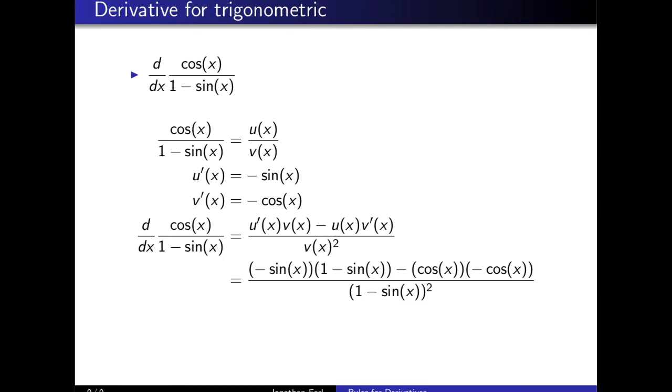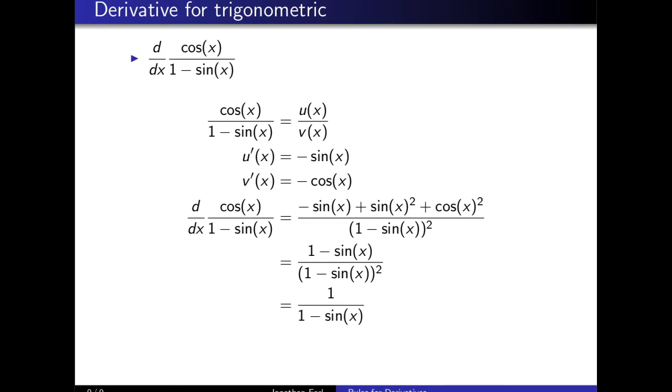So using our quotient rule, we'd get something that's kind of big. We'd wind up with minus sine of x times 1 minus sine of x, and then we're going to subtract off a cosine of x times a minus cosine of x, and divide the whole thing by 1 minus sine of x, all squared. That doesn't look great, but conveniently this simplifies kind of nicely.